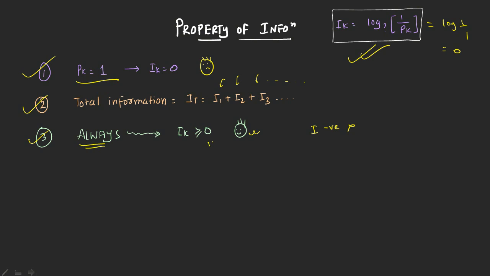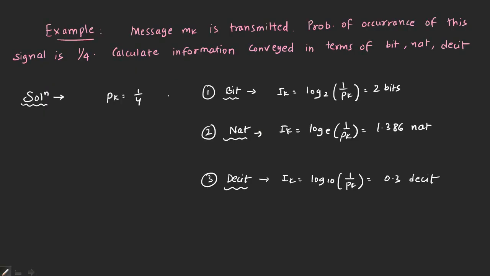That can be the worst case. So let me take the worst case, that it can be 0. But maximum there can be, like India may win the World Cup, I can get more information from that statement. So always information is greater than or equal to 0. It cannot be negative.